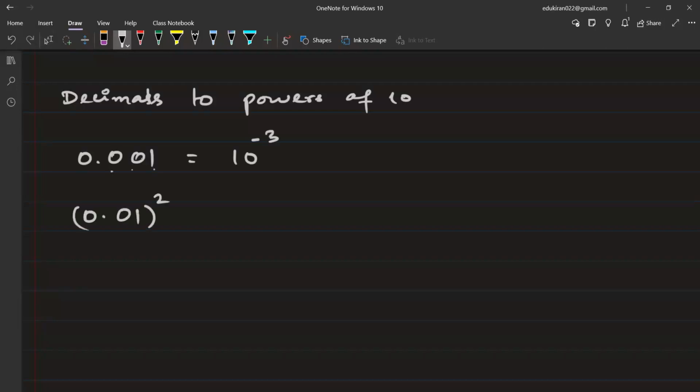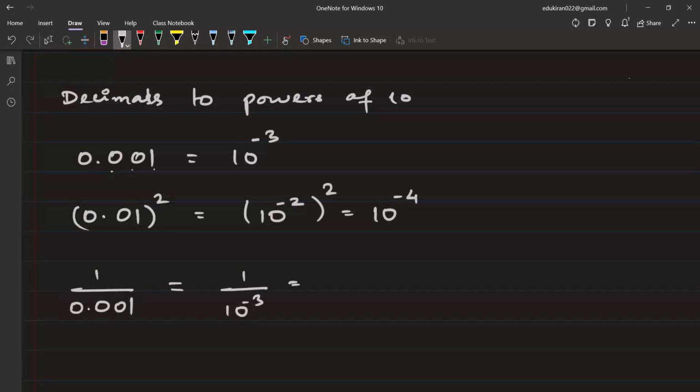अच्छा, 0.01 का होल स्क्वायर, this will be equal to 10 to the power -2 का whole square. This will be equal to 10 to the power -4. Okay. Now another thing, 1 upon 0.001. This will be equal to how much? 1 upon 10 to the power -3. This -3, ये डिनोमिनेटर में, न्यूमरेटर में आएगा तो क्या हो जाएगा? 10 to the power +3. ठीक है, बात सबको समझ में आ रही है? Yes, sir.